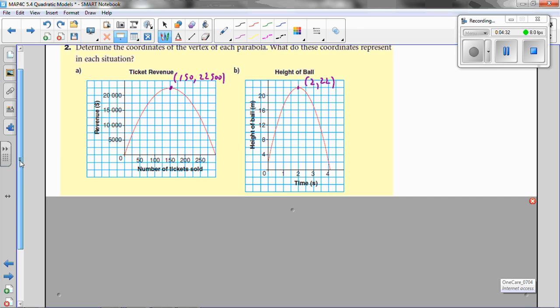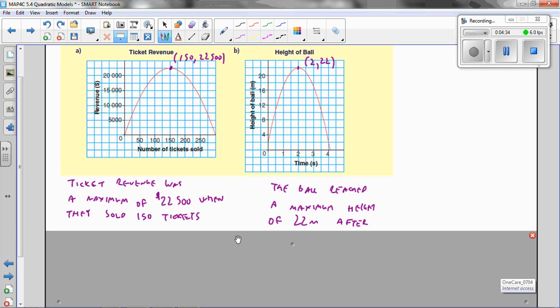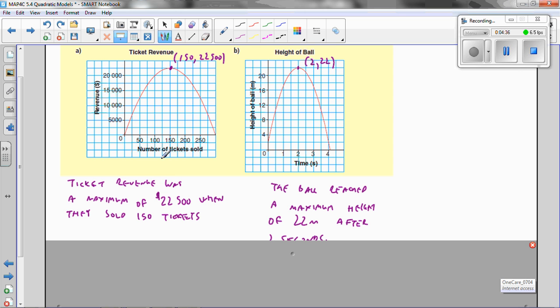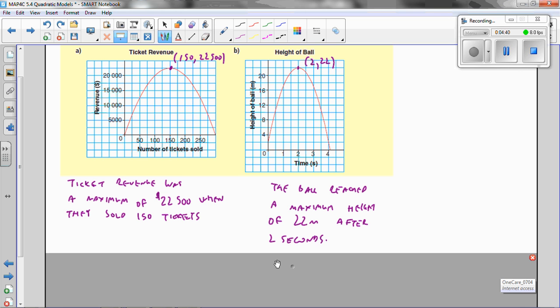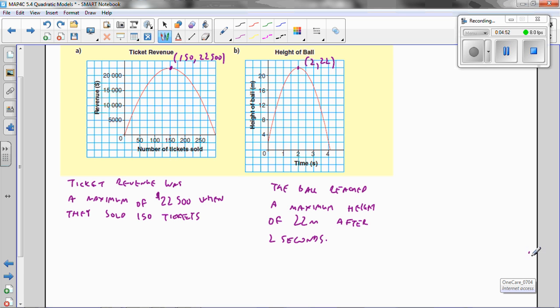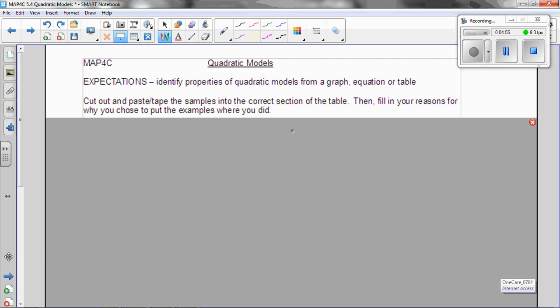And I should write sentences for that, and I have. Hopefully you did too. Ticket revenue was a maximum of 22,500 when they sold 150 tickets. The ball reached a maximum height of 22 meters after 2 seconds. This is the story that these quadratic functions are telling. I think that's it for the 3-minute review. The 3-minute review is a 5-minute review, but that's okay.